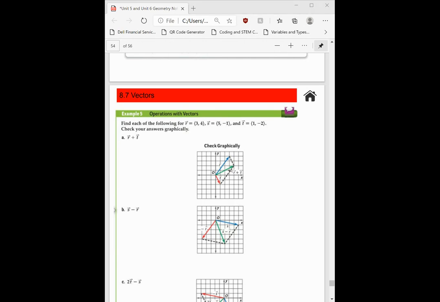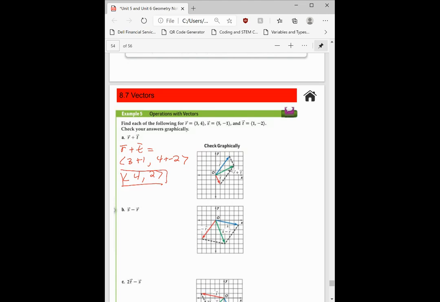Let's look at example 5. For each of the following, it gives us vectors r, s, and t. And then we can check our answers graphically. And I already just copied down all the checks so you can see it, so we didn't have to draw it. So r plus t. So vector r plus vector t is the same as saying 3 plus 1, comma, 4 plus negative 2. So this is 4, 2.